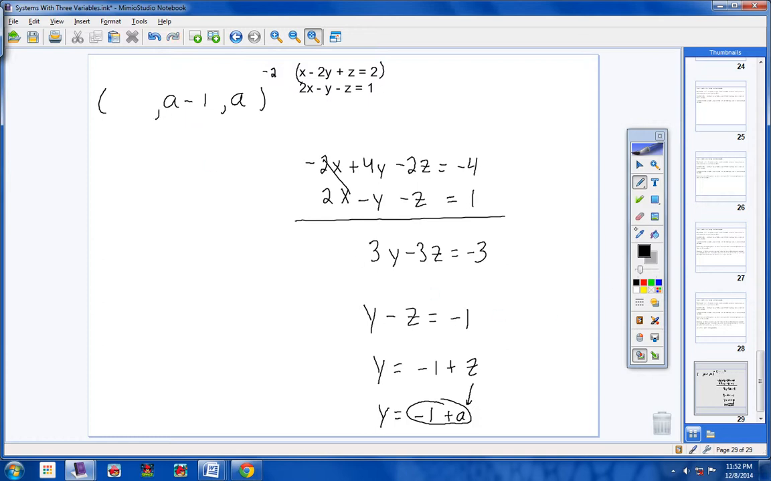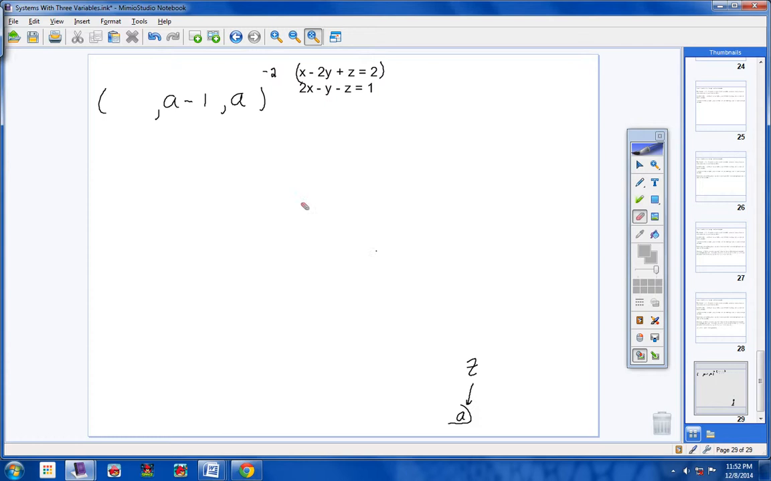That's fine. But technically, it's proper for y to look like this. Now, guys, look. All I have to do is solve for x now, right? I don't care which equation you use. I'm going to use the bottom one, okay? I have 2x, then minus what? Y. Well, what is y? A minus 1. Minus what? Z. What is z? A. So minus a equals 1.